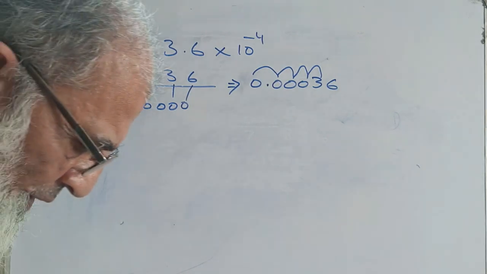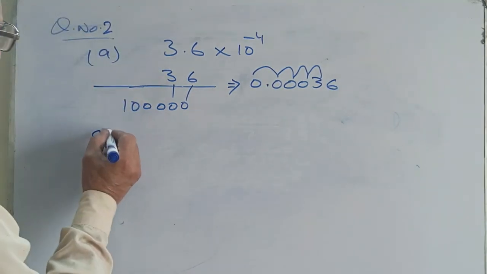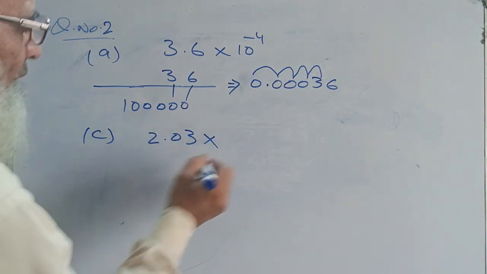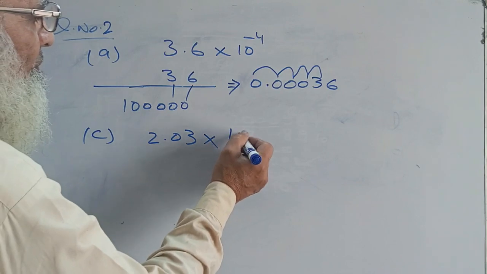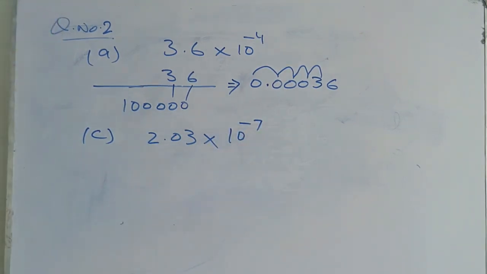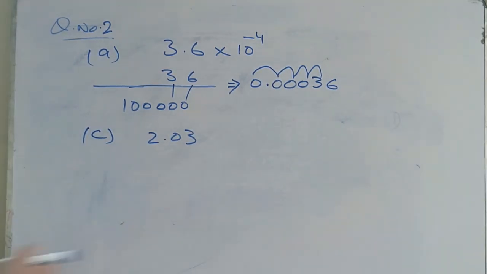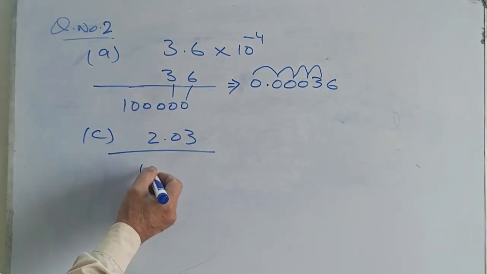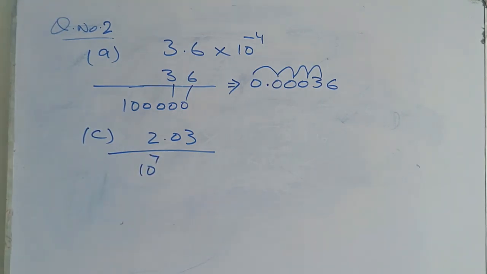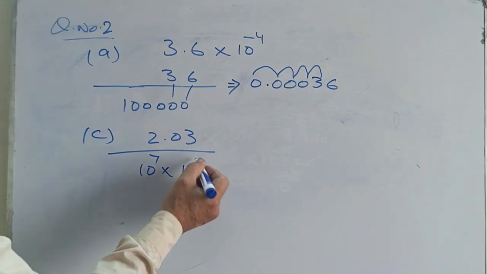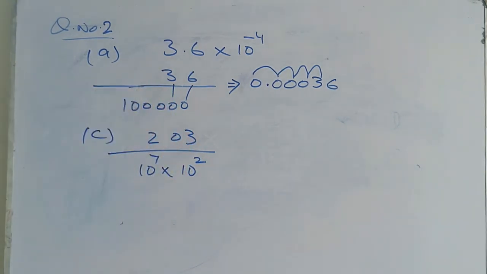Now let me attempt question part number C. Now this is 2.03 into 10 raised to power minus 7. So simply what is this? This is just write these 7, 10 raised to power under this. This is 7. Okay. Now for these two also 10 raised to power 2.